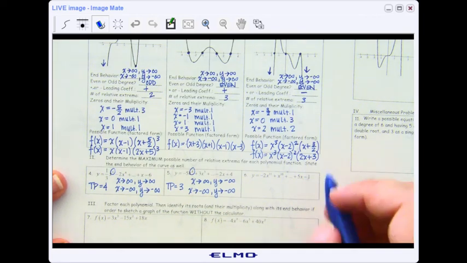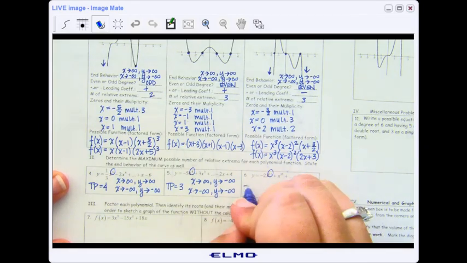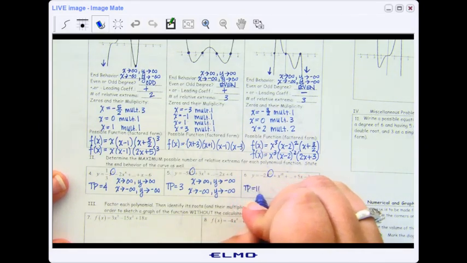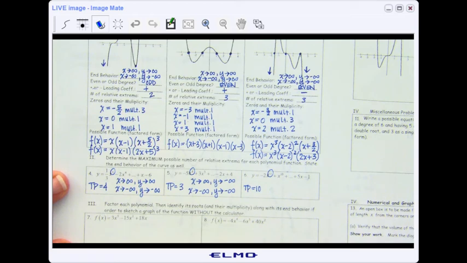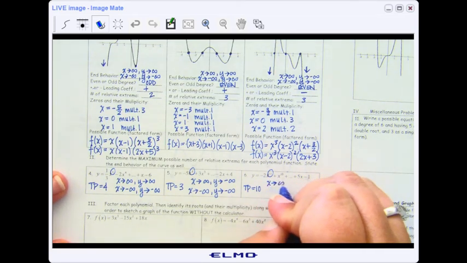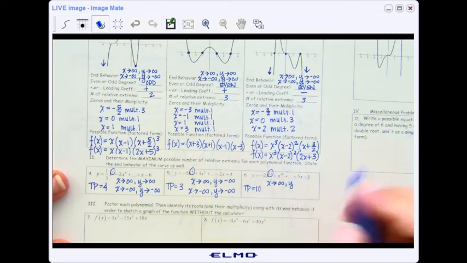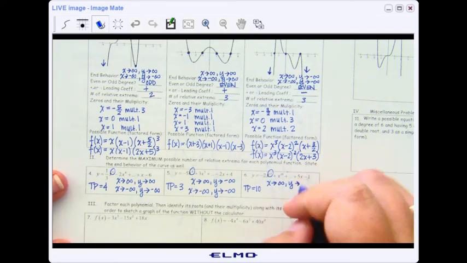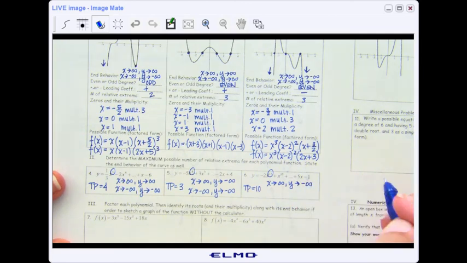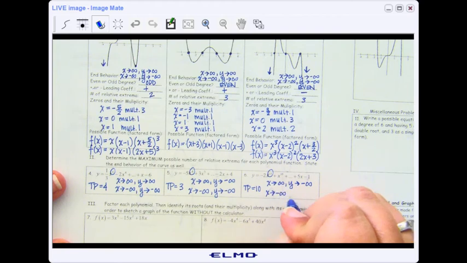And number 6, my maximum number of turning points is going to be one less than my highest degree, so 10. As x gets big, because it is an odd degree that is negative, my right-hand side has to go down. Since it's odd degree, that means my left-hand side has to go in the opposite direction.